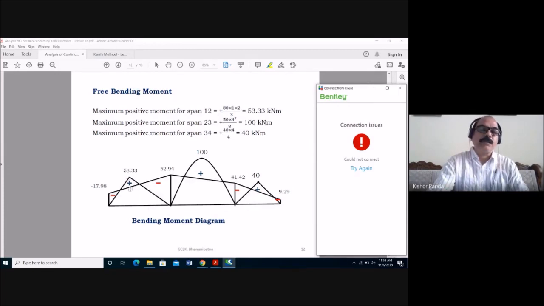So you have to find out the maximum positive moment here. You already know from the slope deflection and moment distribution methods how to find this out. And the maximum positive moment that you have to find out, okay, this is the bending moment diagram. Stop here now.